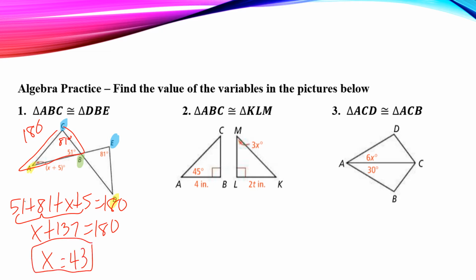And yes, your x's or your variables can be a negative number. Your measures cannot be negative. Your measures of your angles or your sides cannot be negative. Your variables can.